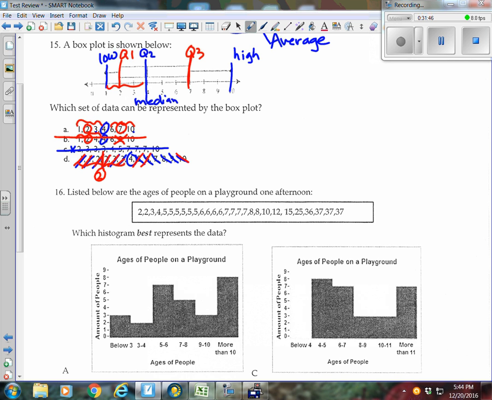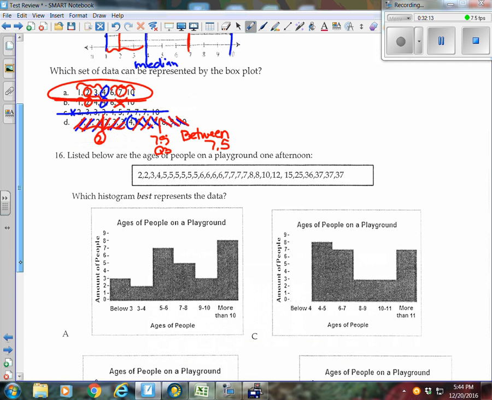If I do this, nope, 7.5 turns out to be, that kind of tells me A is going to be the right one. When I started checking, my Q3 actually fell between 7 and 8. So when it falls between, you've got to average. And the average between 7 and 8, the middle of those two, would be 7.5. So that's why D is not going to be it. When I check my 5-number summary, A is the best choice.